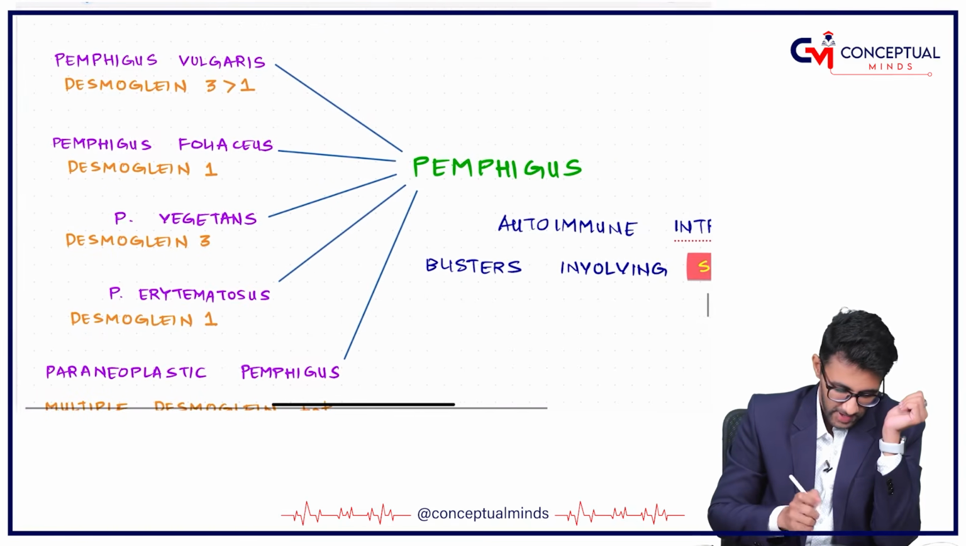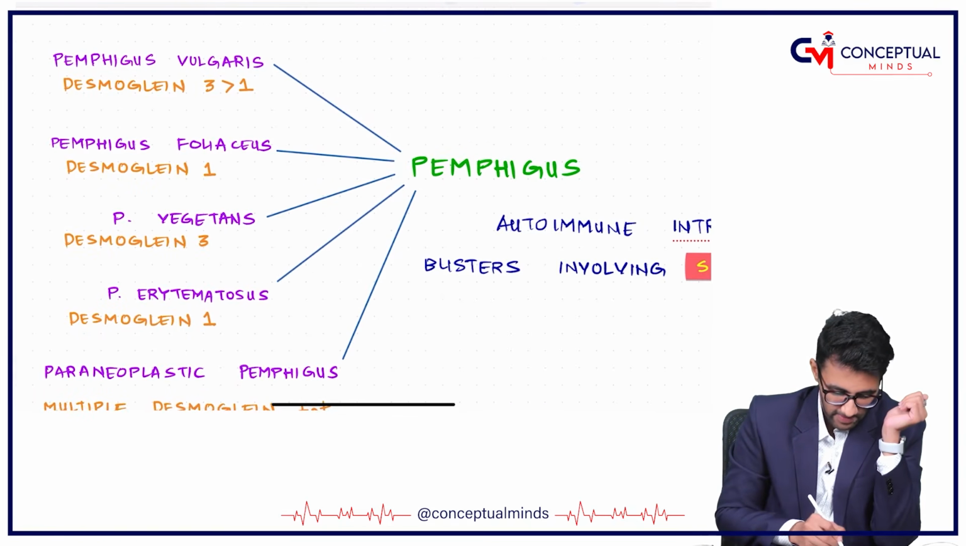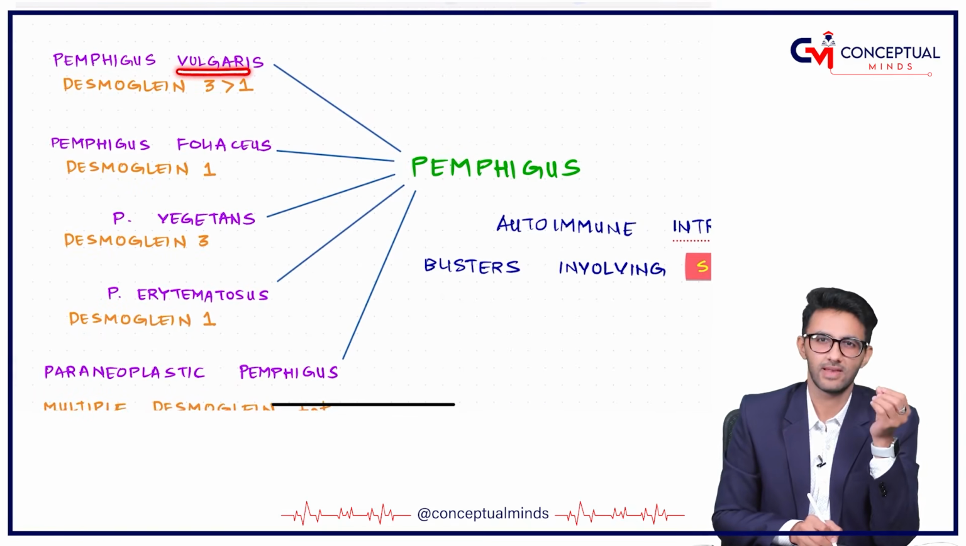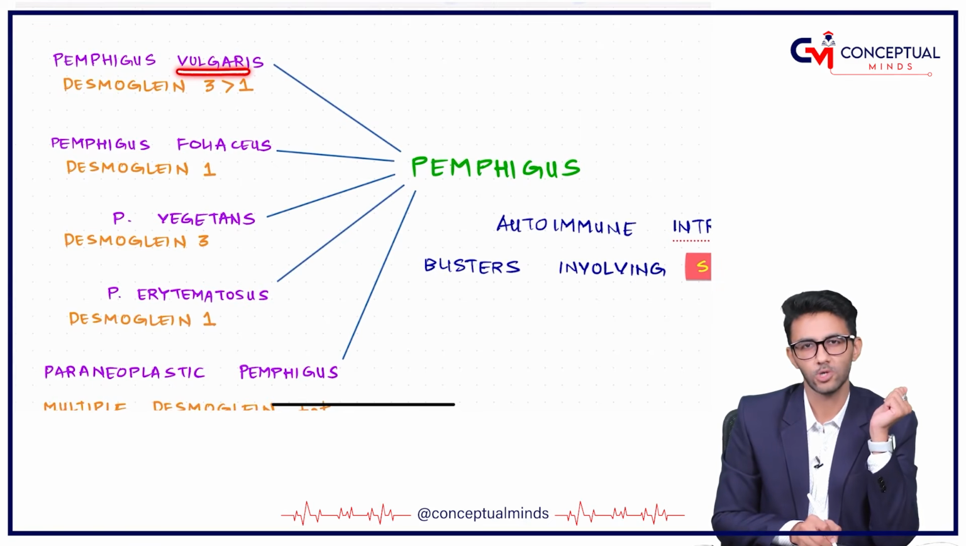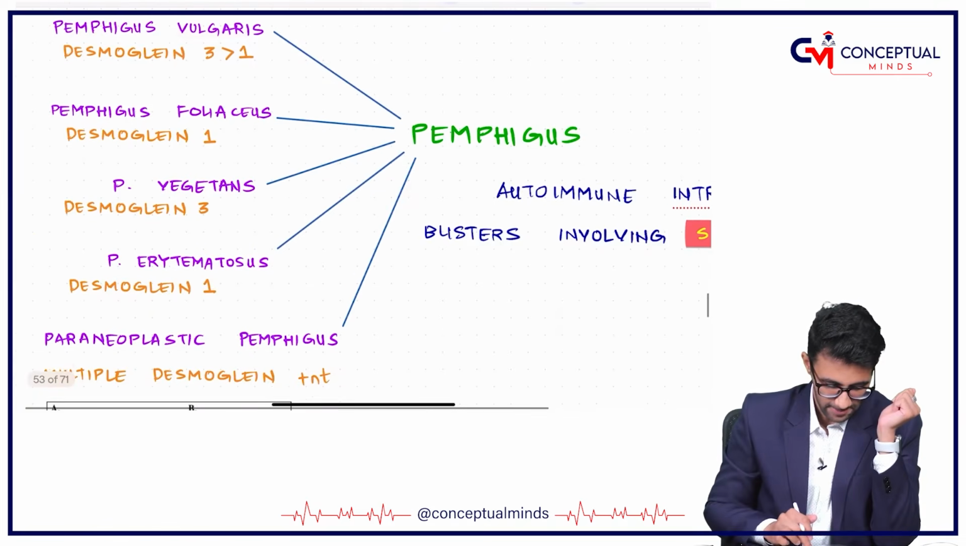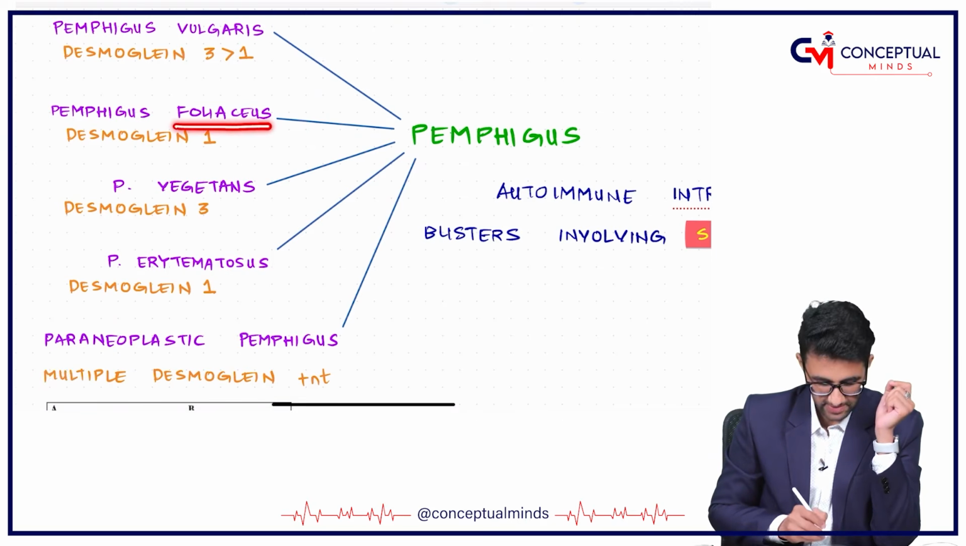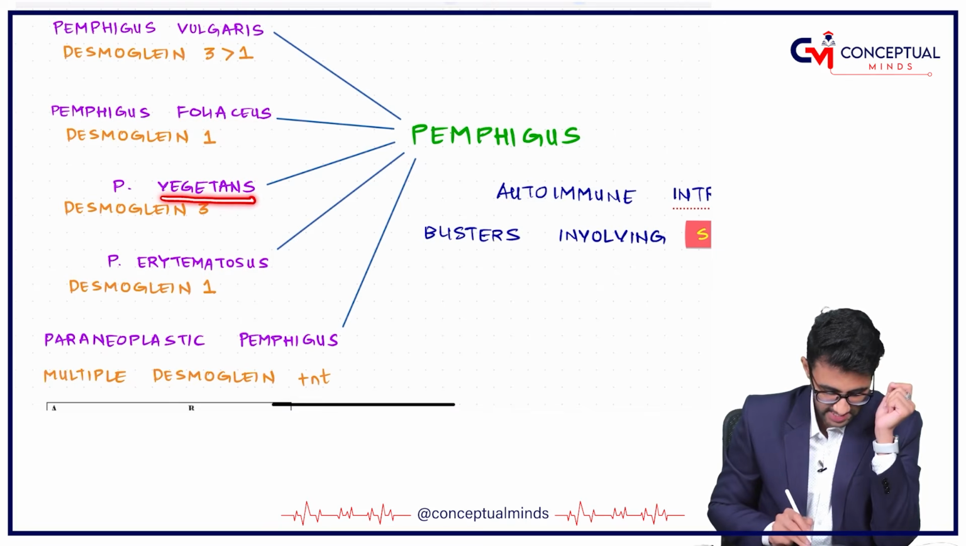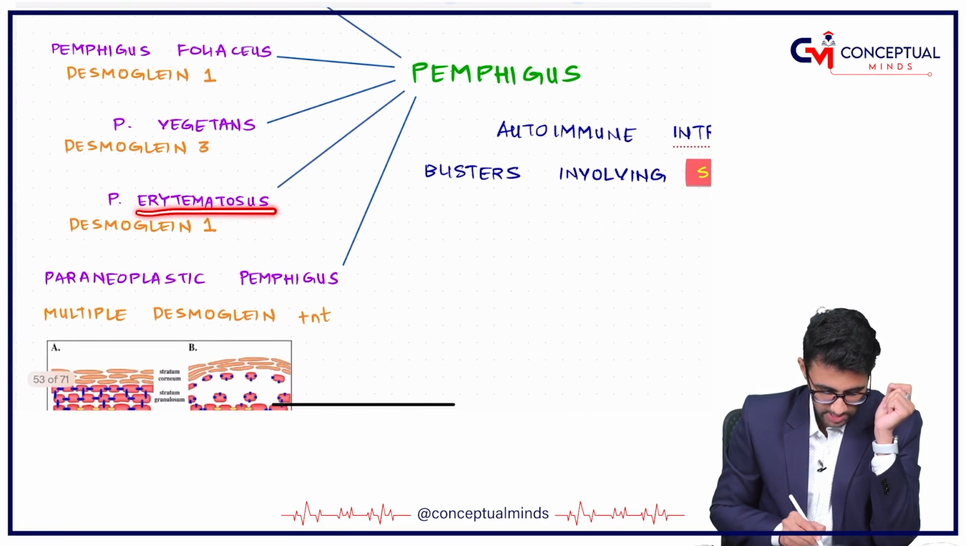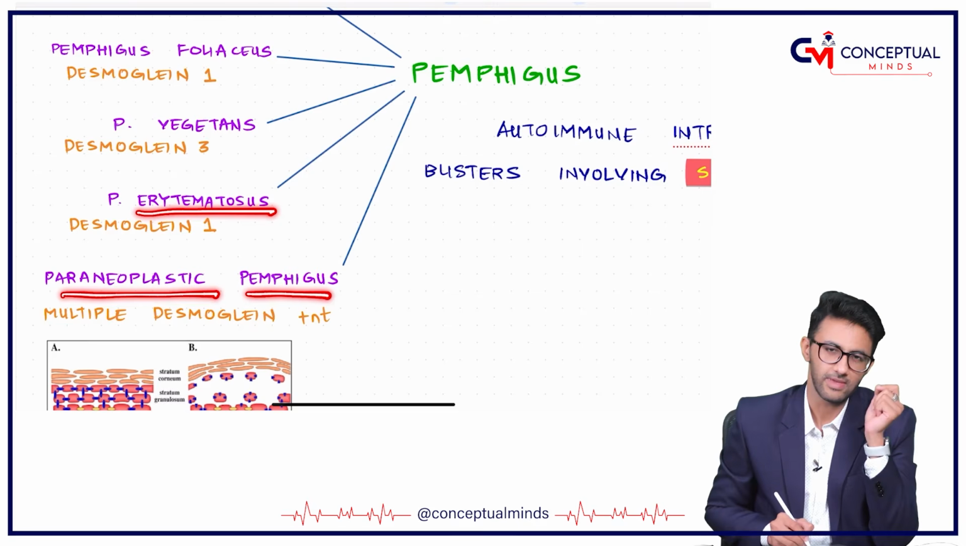Alright, so first of all we straight away have pemphigus vulgaris, which we learned before. Vulgaris is the most common one. The next one is pemphigus foliaceus, followed by pemphigus vegetans, pemphigus erythematosus and paraneoplastic pemphigus.